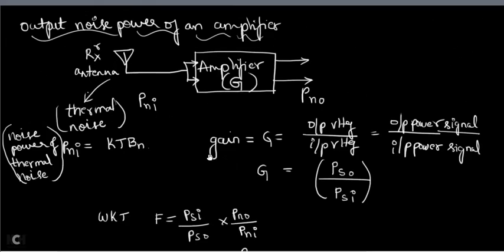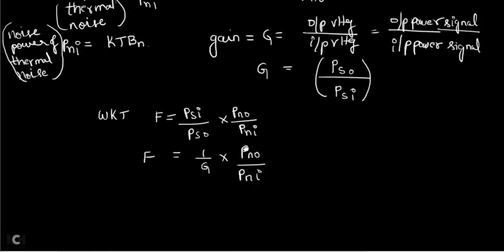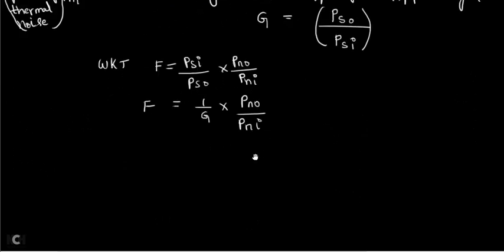Now we need to derive the output noise power. Output noise power means PNO for the amplifier. So we need to find out what PNO is. Can I simplify this equation for PNO? What will you get if you simplify it for PNO? I am going to get PNO is equal to F into G into PNI.